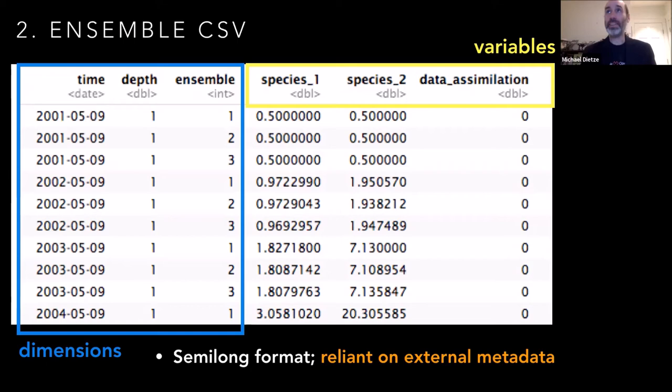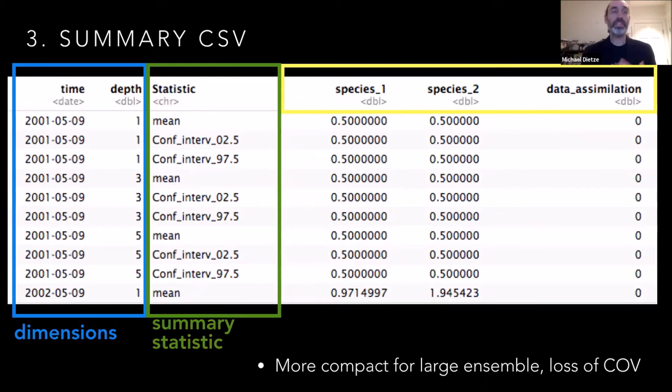They just need to be provided in external metadata. And we also believe that this file format would be harder to work with for larger forecasts, where you're looking at many times and many spaces and many state variables. Finally, the summary CSV format applies to cases where summary statistics are stored rather than full ensembles.